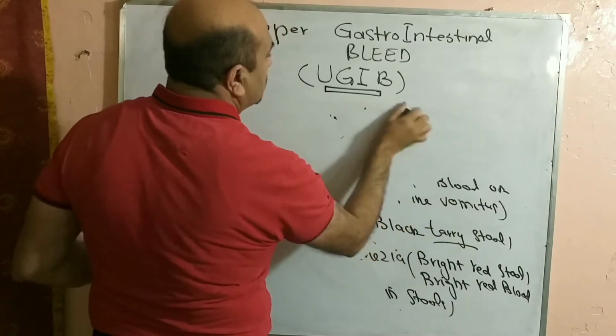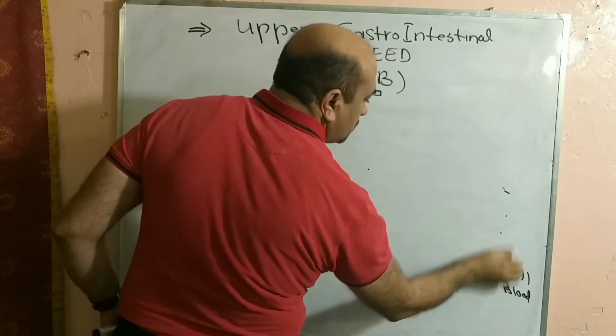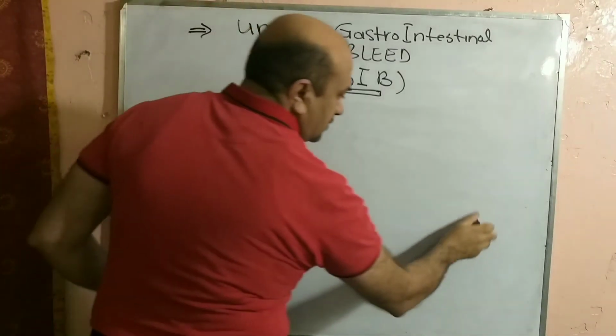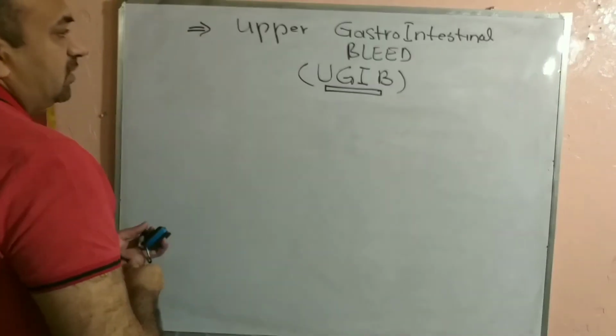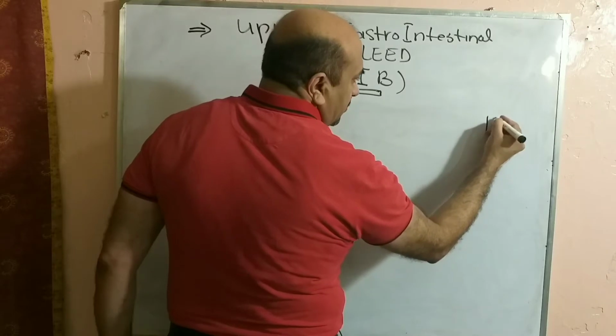If we talk about the etiology of the upper GIT bleed, we shouldn't forget the anatomy of the upper GI tract. So if we just make a very short diagram of that anatomy.